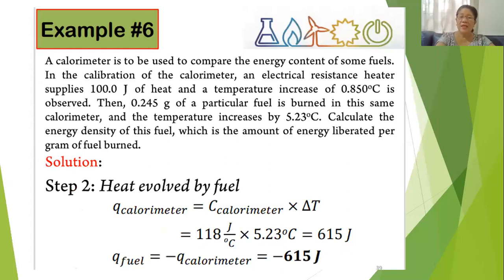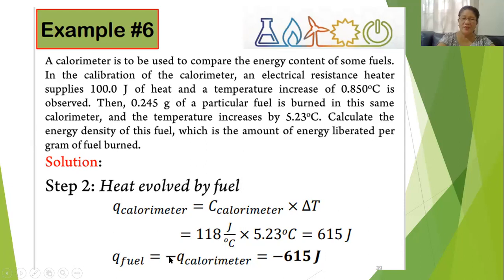Let us continue. The next thing that we are going to do is let us look for the heat evolved by the fuel. So instead of using the change in temperature in the calorimeter, let us look into this temperature, 5.23, which is now the temperature increase by the fuel. Okay, so the heat of the calorimeter is equal to the specific heat of the calorimeter multiplied by the change in temperature.